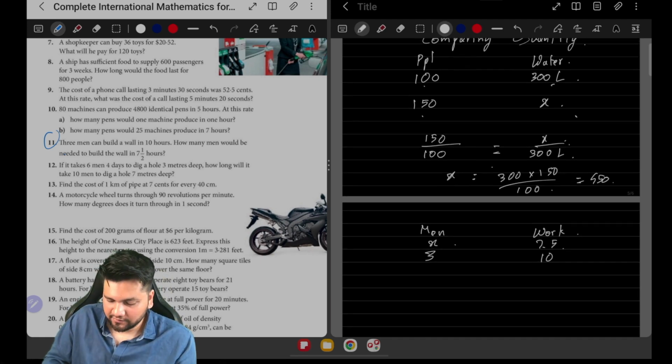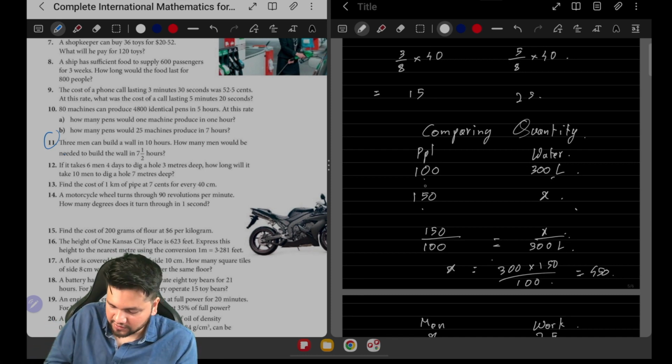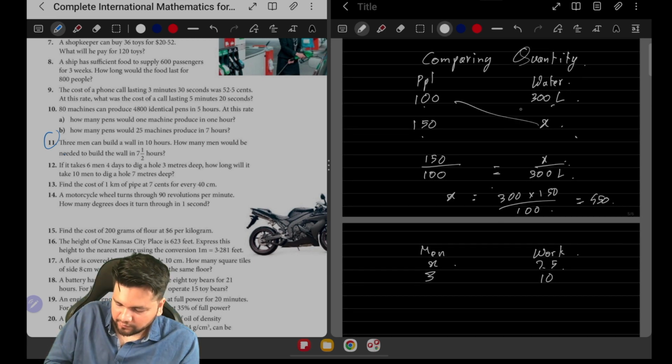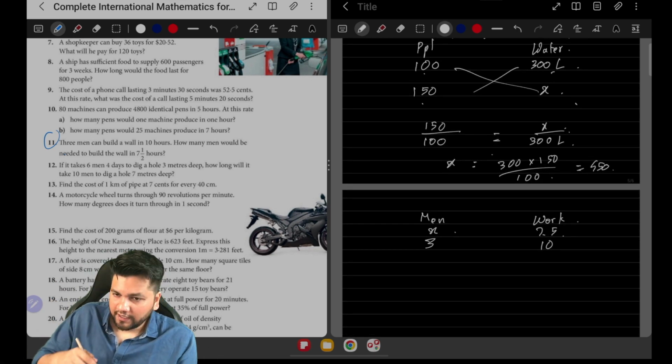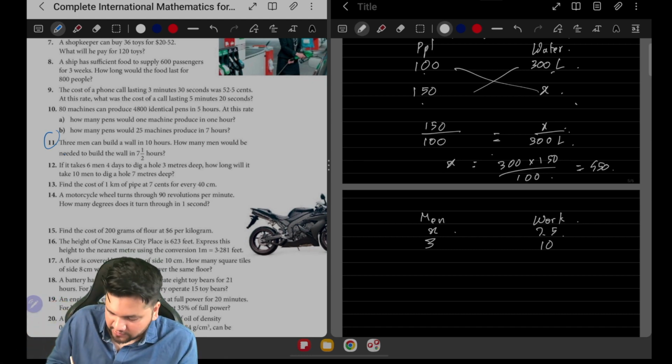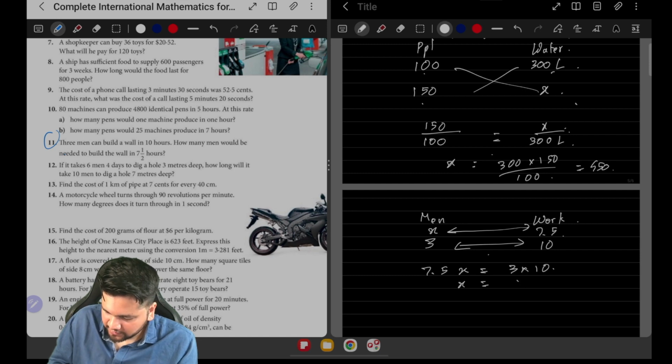Now see, when it comes to direct, when we increase the quantity, we use this is equal to this, right? So in a way we are just crossing it, like 100 times x is equal to 300 times 150. But when it comes to inverse proportion, that is, if I increase the number of men, the working hours will be lesser. So here I'll multiply x with 7.5 and 3 with 10, and I will solve it. So 7.5x is equal to 3 times 10. So x would be what? It's going to be 30 by 7.5. So it's going to be 4. That's going to be the answer.